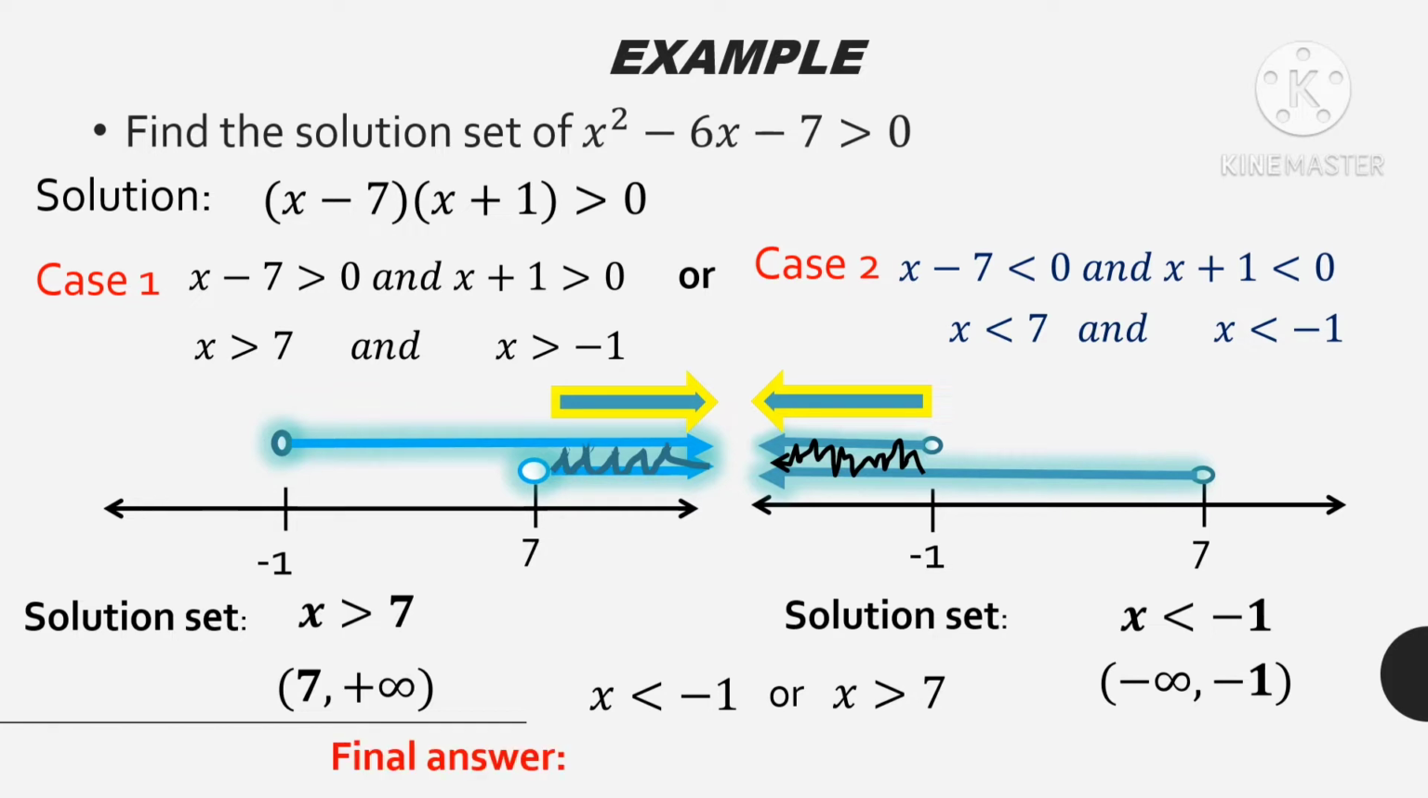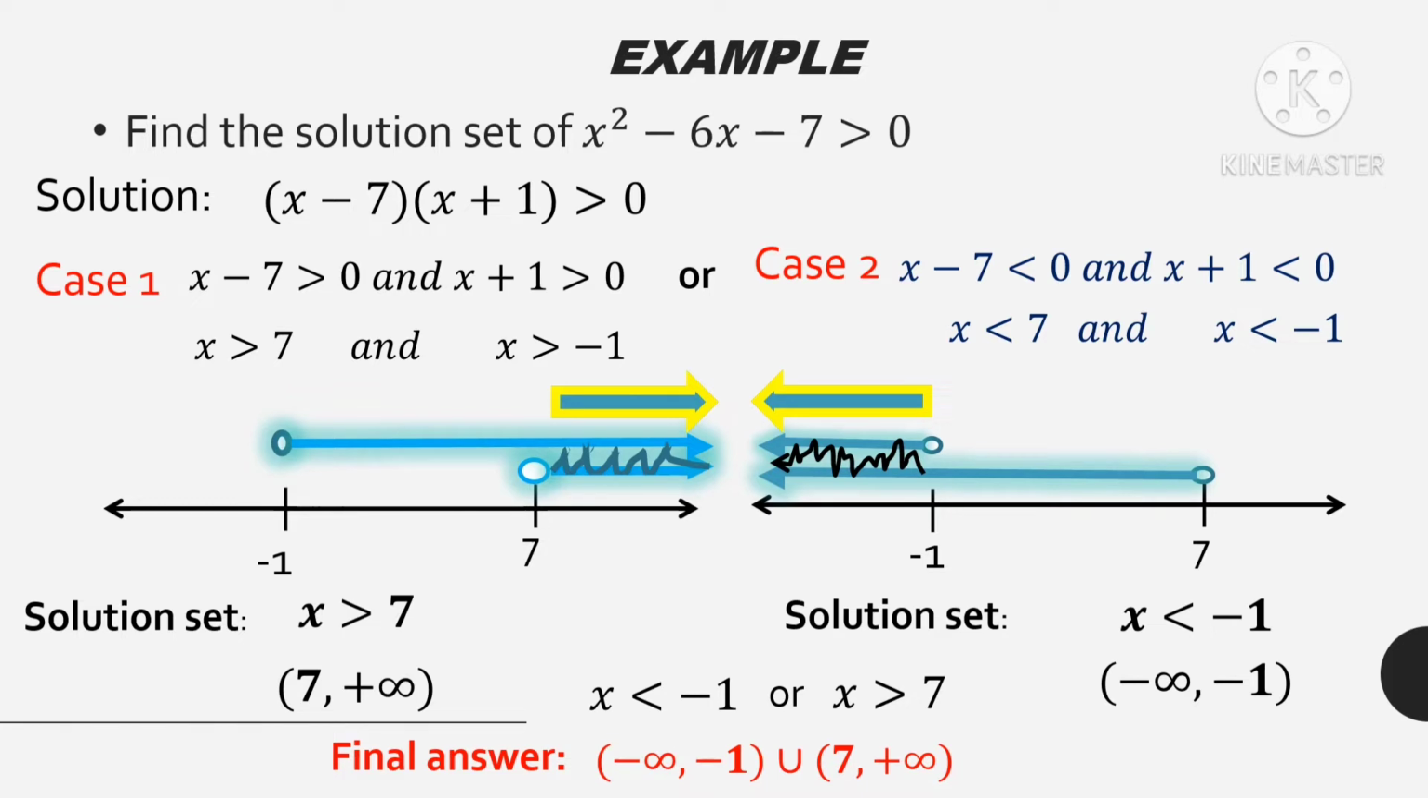Okay? But we have to write our final answer in interval notation. How do you write that in interval notation? We have parenthesis negative infinity, comma, negative 1, close parenthesis, union. Your disjunction or is union. This is the symbol for the union. Then open parenthesis 7, comma, positive infinity. So these are the solution set of the quadratic inequality.